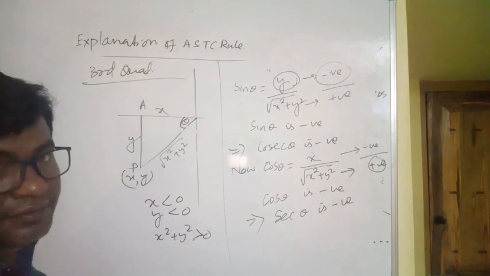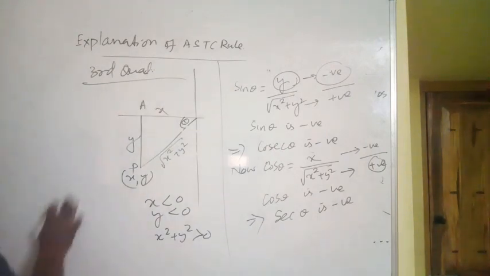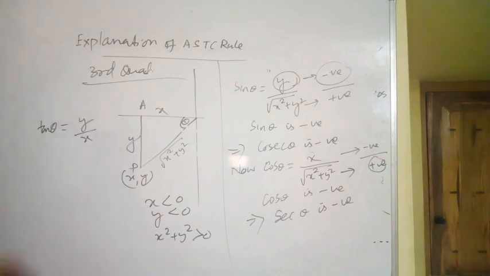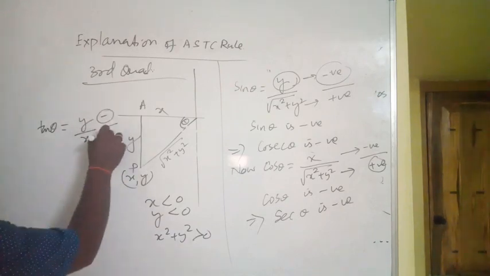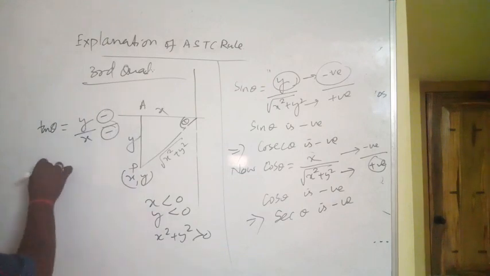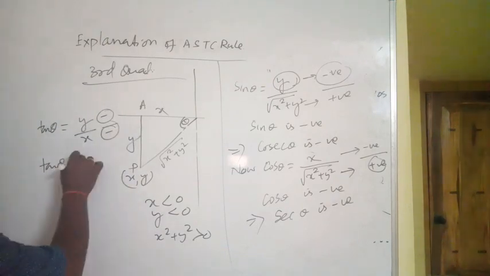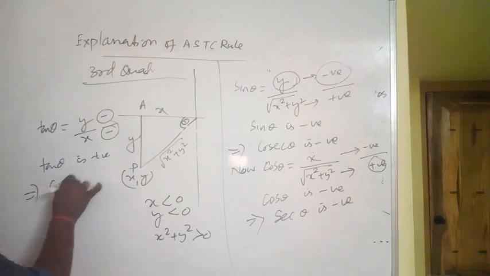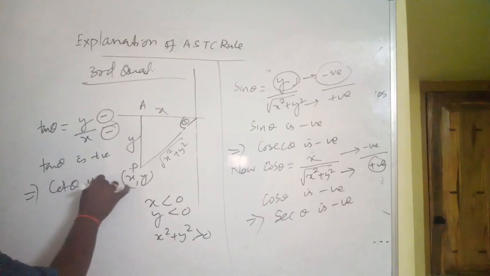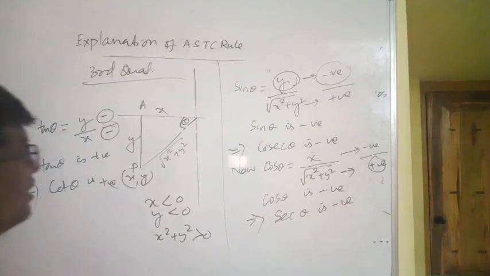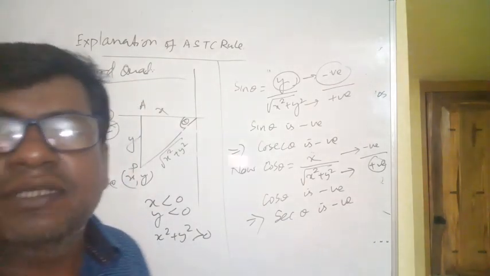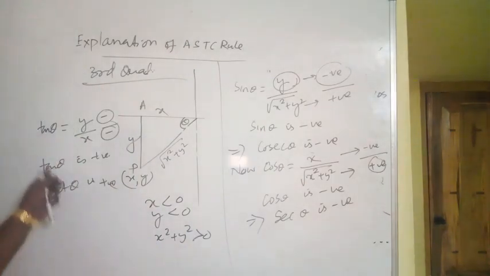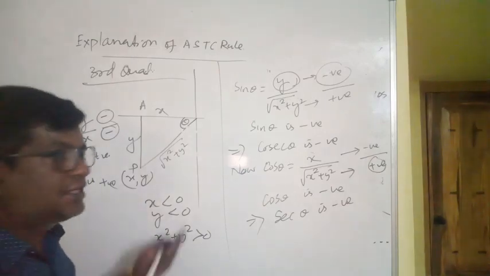Sin theta, cos theta we have verified, and now tan theta. Tan theta is equal to y by x, P by B. This is negative and this is negative. Negative by negative is positive. So tan theta is positive, which implies cot theta is positive. So in the third quadrant, tan theta and cot theta are positive and others are negative.